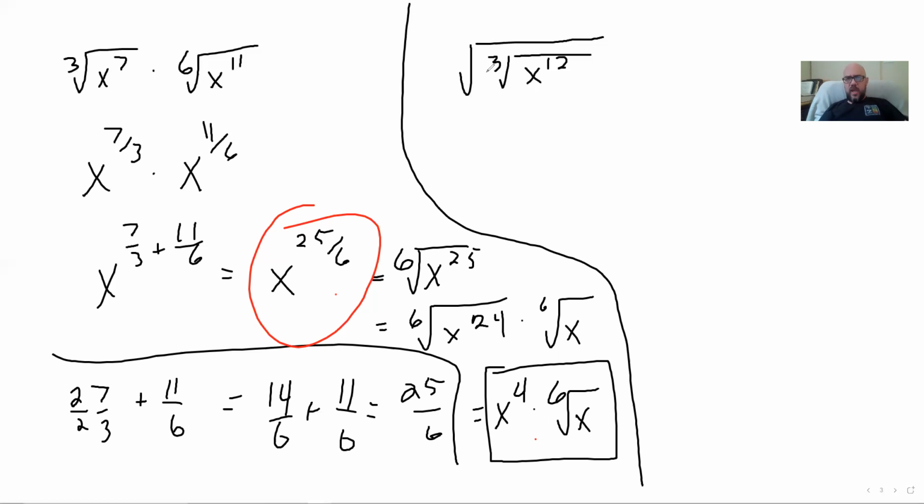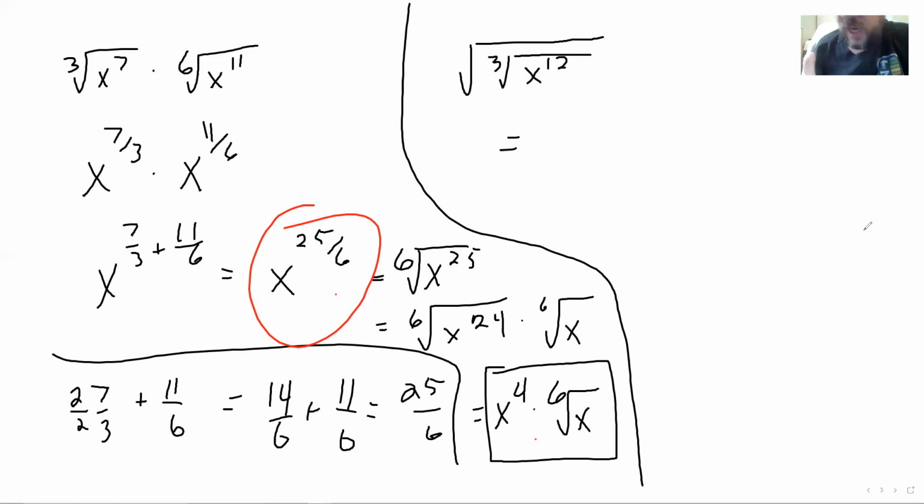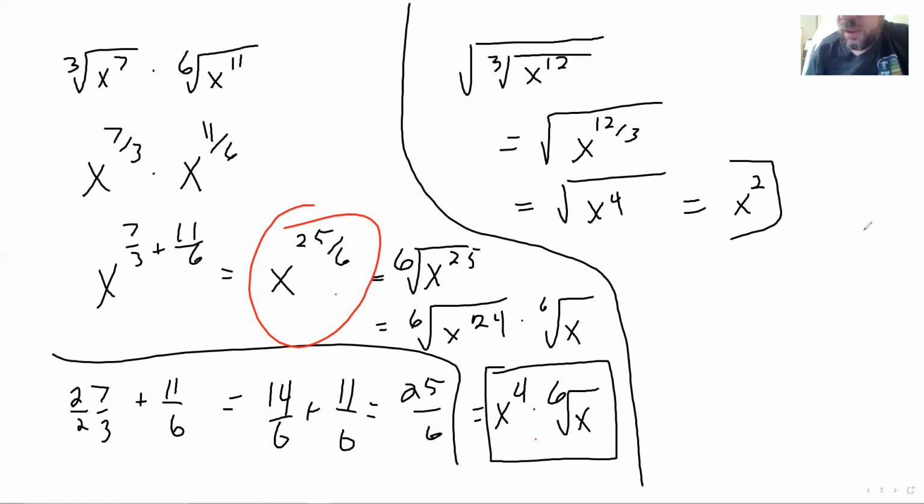All right, so let's look at what I can do with something like this. I've got a radical inside a radical, which sounds terrible, but is super easy. I have the square root of the cube root of x to the 12th. I'm just going to turn everything into rational exponents. So this is the square root of x to the 12 over 3, which is the square root of x to the 4th, which is x squared. Done.